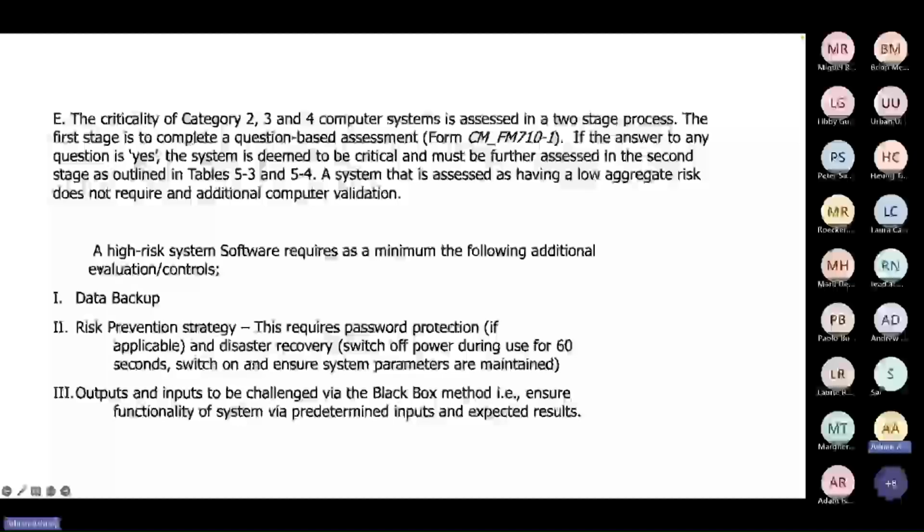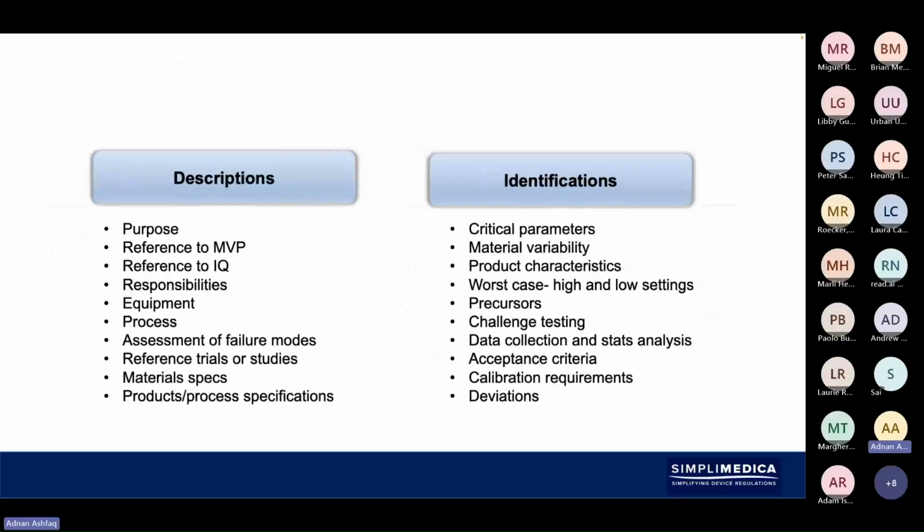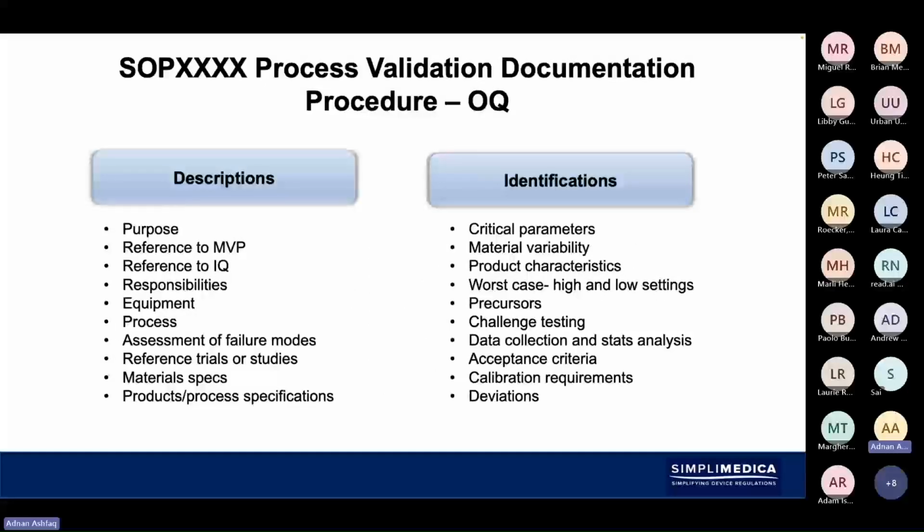So this is where this system here, the high risk system, you would be doing the following amount of testing. So that's where you've got to make sure you've got your black box testing done as well. So we'll look at from a procedure level, when you're documenting IQ, OQ, and PQ, you need to make sure that you've covered all the necessary descriptions, the identifications. OQ, you've also got to be having a look at these descriptions, these headers, the purposes, and then identifications, the critical parameters, material variability, product characteristics, worst case, high and low settings. These are all things that you need to think about when you're writing these documents.